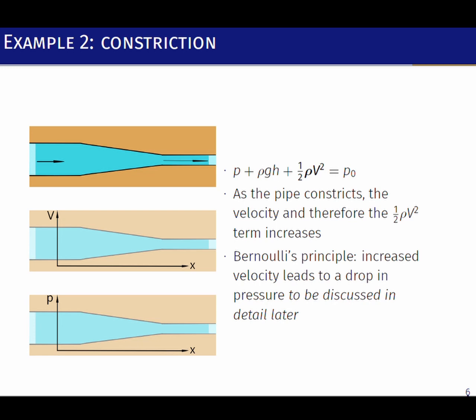That means the half rho V squared term is going to increase proportionally to the square of the velocity. The rho gh term is constant again, and the P naught term is a constant, which means that the pressure has to decrease at a constriction in order for Bernoulli's equation to stay valid. This is known as Bernoulli's principle: an increase in velocity leads to a drop in pressure, and this is going to be discussed in detail later because it's really important.